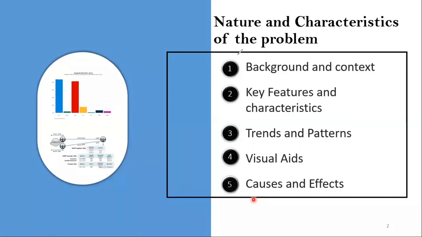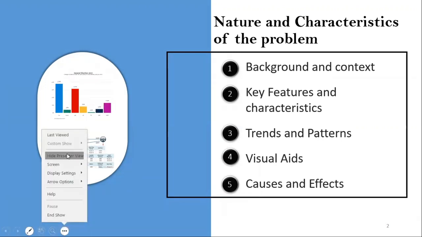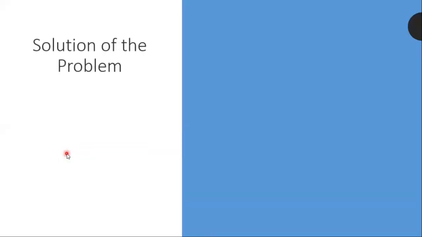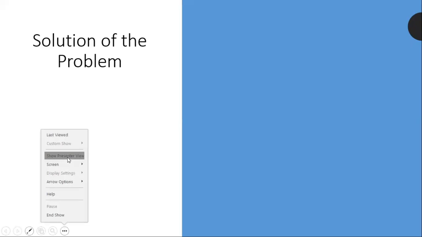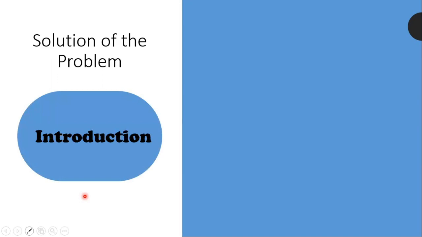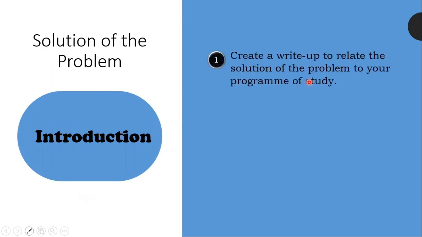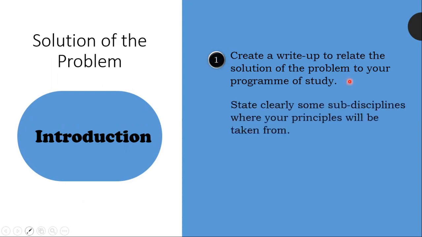So let's quickly move on to the next part. So the next part, we'll be talking about solution of the problem. For the solution of the problem, the first thing we'll be talking about is the introduction, right? So for the introduction, you need to capture these things. The first one is you would have to create a write-up to relate the solution of the problem to your program of study. The second one is that you would have to state clearly some sub-disciplines where your principles will be taken from. Then the next subtopic will be concept description.